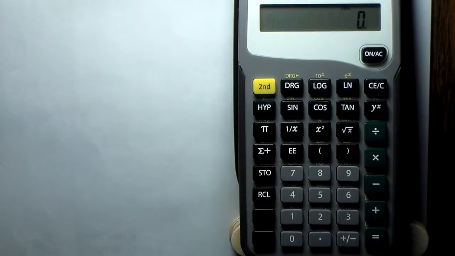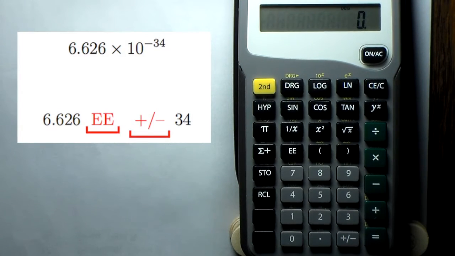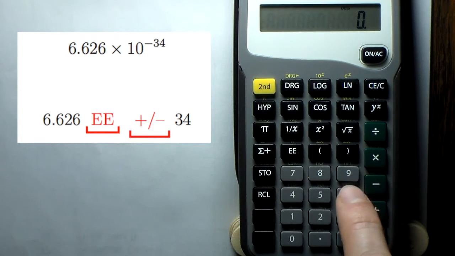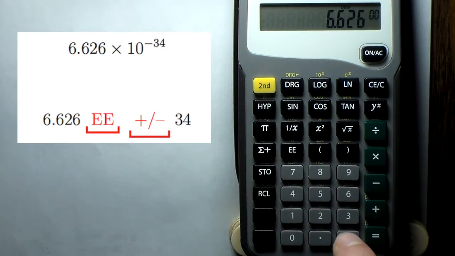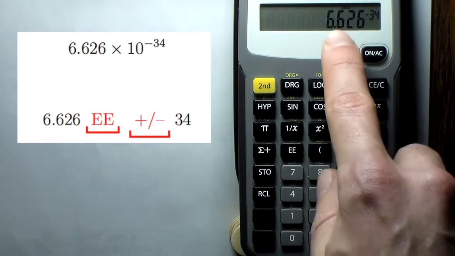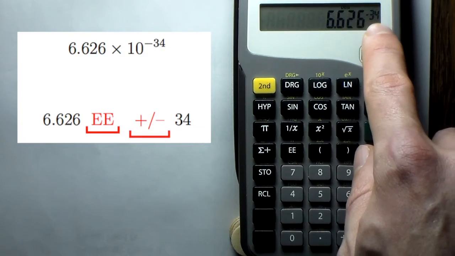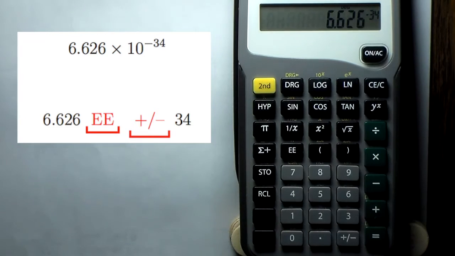Okay? Next up, we have Planck's constant. We'll be seeing this when we get to quantum mechanics. So we have here Planck's constant, which is 6.626 times 10 to the negative 34. What this is referring to is again the 10 to the 34, but it's a negative sign now. So this is using your little plus minus key.